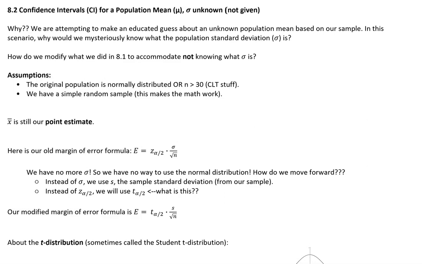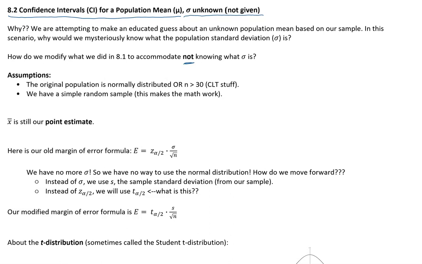Hi folks, welcome to section 8.2, confidence intervals for a population mean mu when sigma is unknown or simply not given. We might ask why. Well, we are attempting to make an educated guess about an unknown population mean mu based on our sample. In this scenario, why would we mysteriously know what the population standard deviation, sigma, is? So how do we modify what we did in 8.1 to accommodate not knowing what sigma is?